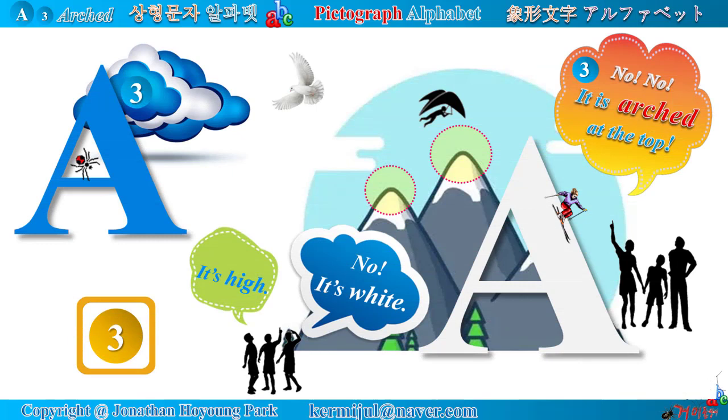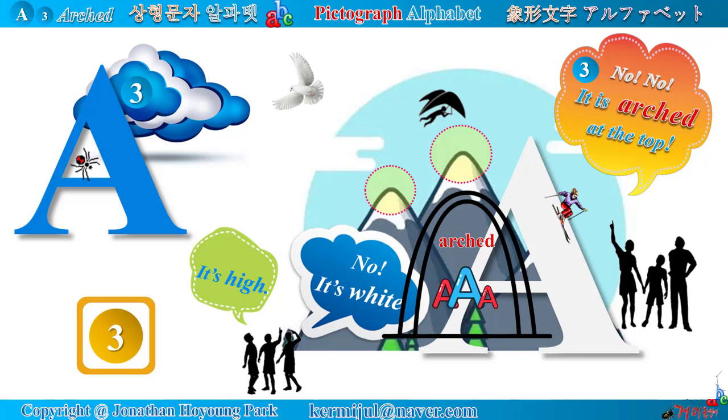Look at the top of a mountain. Someone thinks it's very high, and someone thinks it's very white, because at the top of a high mountain, permanent snow is there. But there are some people who think that it is shaped like an arch. That is, the mountain is a very high, sharp, white, arched, snow-capped mountain.